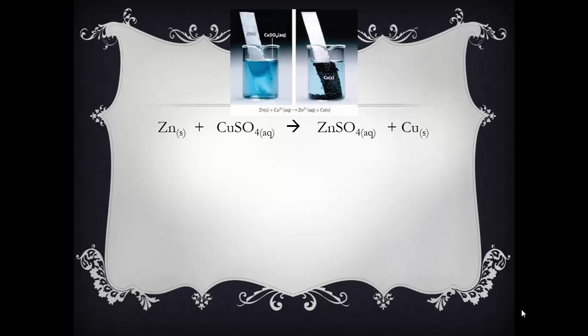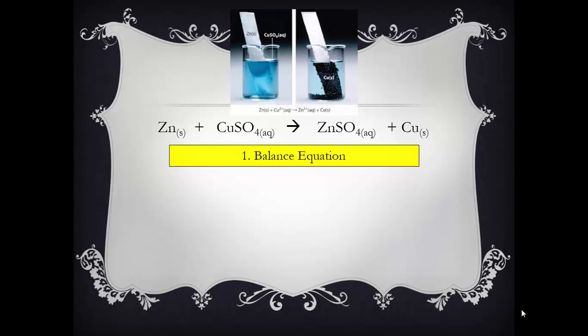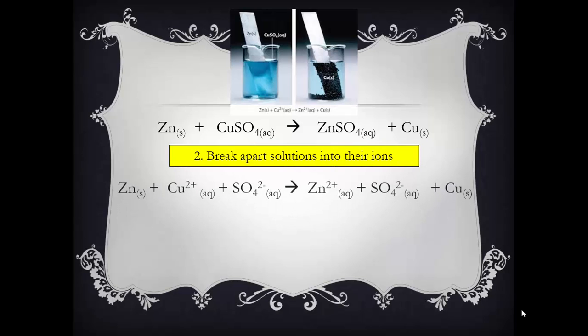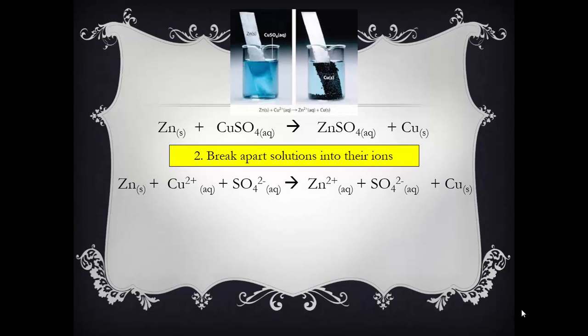So what we care about here is, one, we gotta make sure we balance it, which it is. Two, we break apart the solutions into the ions. So copper sulfate is broken apart into its ions, and then zinc sulfate is broken apart into its ions. Okay. Part 3, cross out the spectator ions, the ones that do not change state.